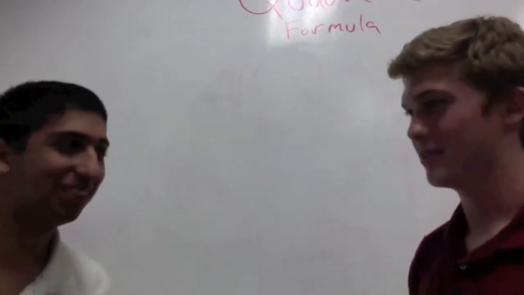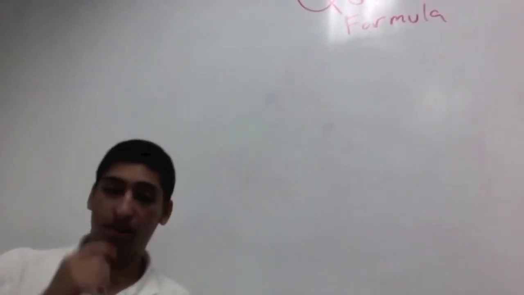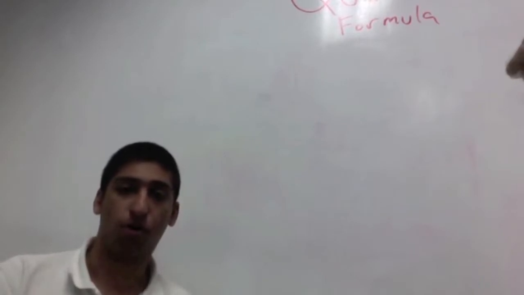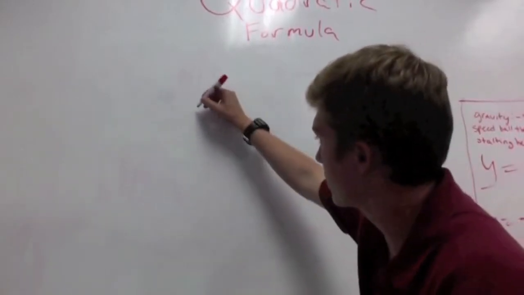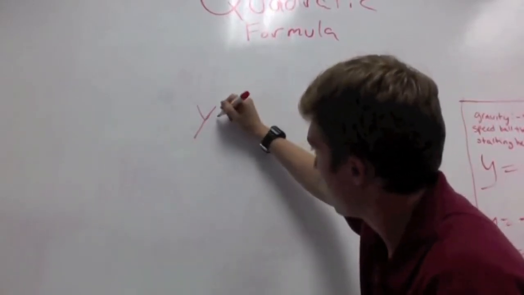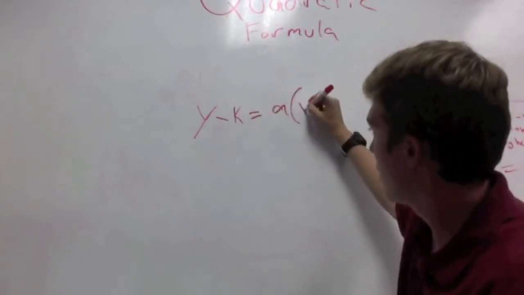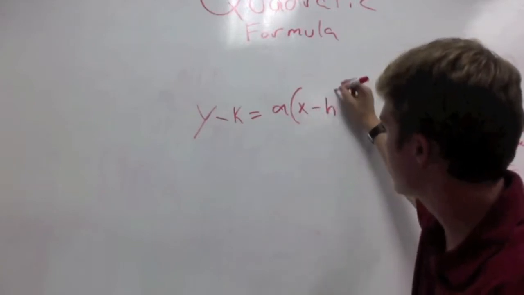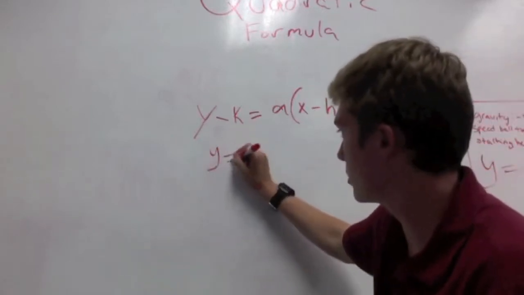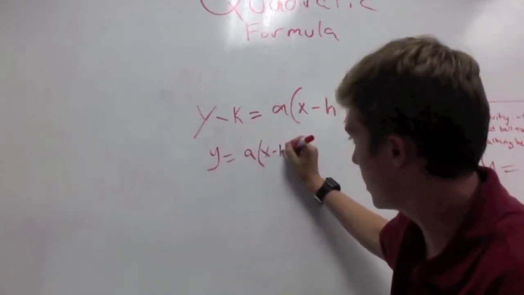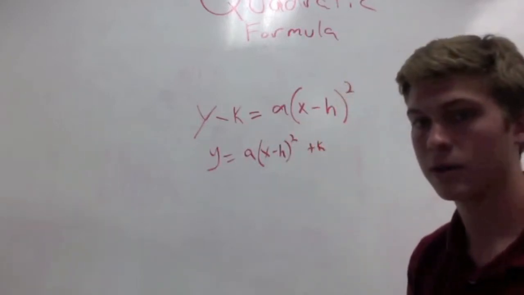Alright, so today we're going to talk about the quadratic formula, but there are different ways of writing it, and one type is the vertex form. The vertex form looks a little something like this: y minus k is equal to a times x minus h squared. But you could switch it to y is equal to a times x minus h squared plus k. This is what we're going to be using for today.